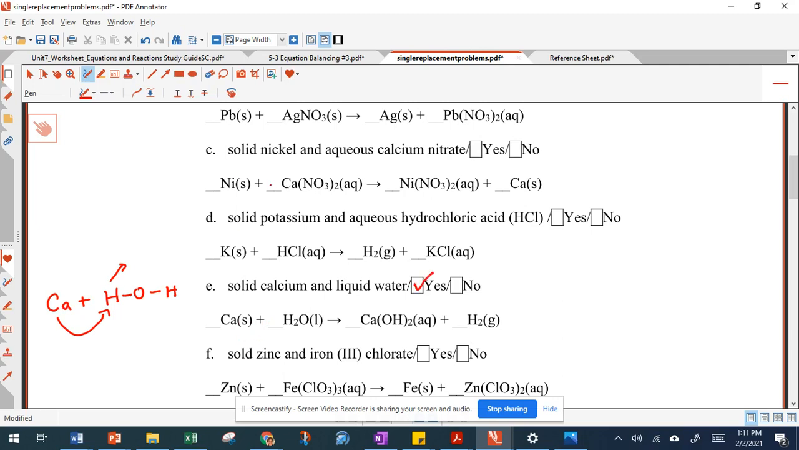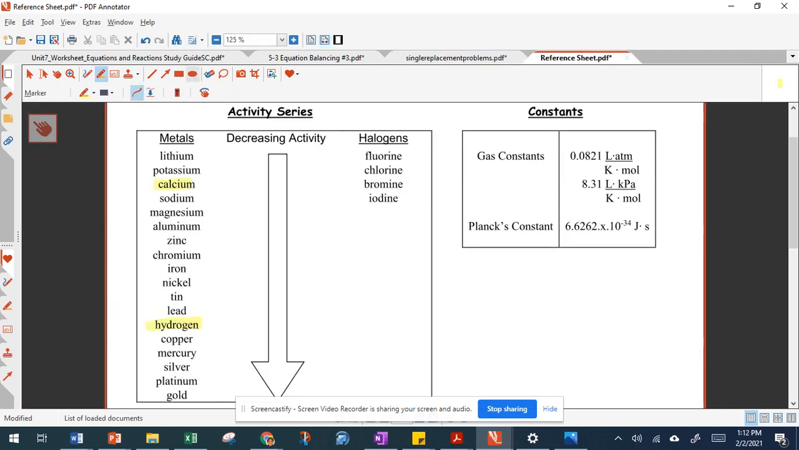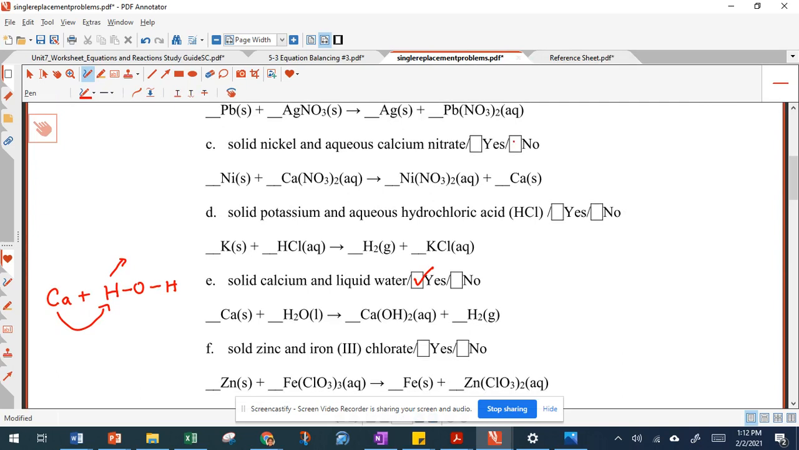Now, in a problem up here, I just want to show you one where it will not occur. We have nickel and we have calcium. And if we look at our activity series, we can see that calcium's up here, nickel is all the way down here. So this reaction will not occur because nickel is below calcium in the activity series. So this would be a no. And if, like I said, you want to practice balancing, you could balance this equation. Otherwise, you could just leave it since it will not occur.